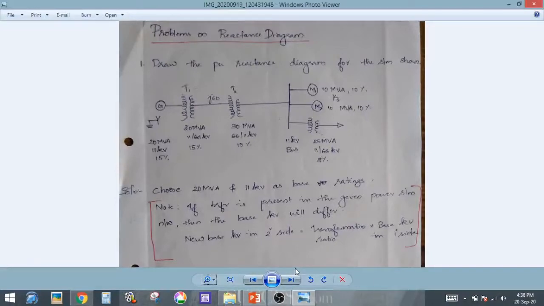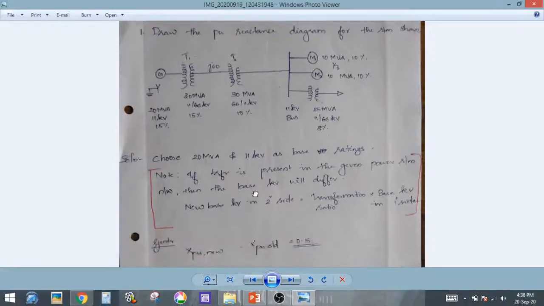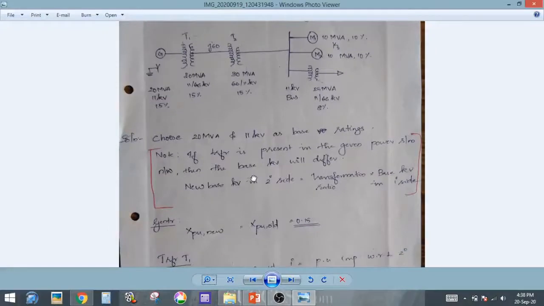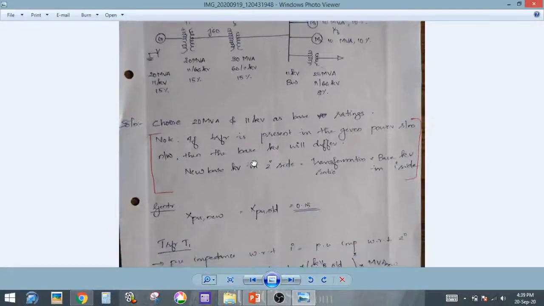So, first of all, in these problems, we have to choose the base kV and base MVA. We are choosing the generator value as the base value. Sometimes in the question it is mentioned to choose the base kV or base MVA. Otherwise we can choose any value. 20 MVA is the base MVA and 11 kV is the base kV.